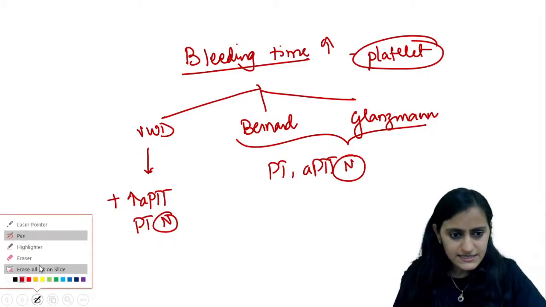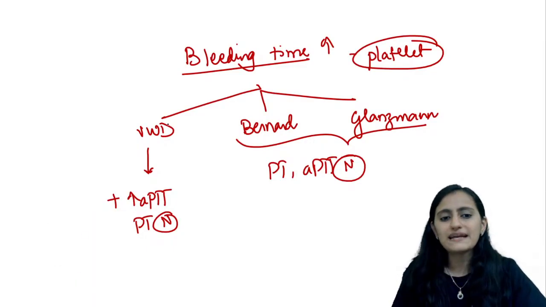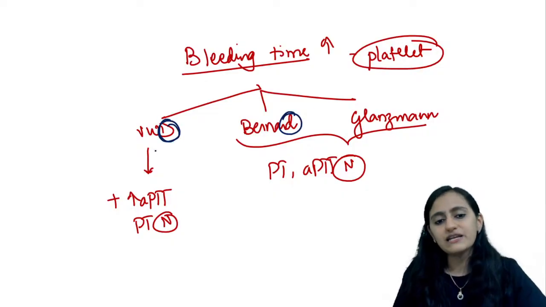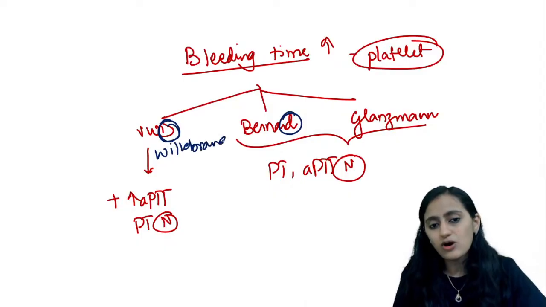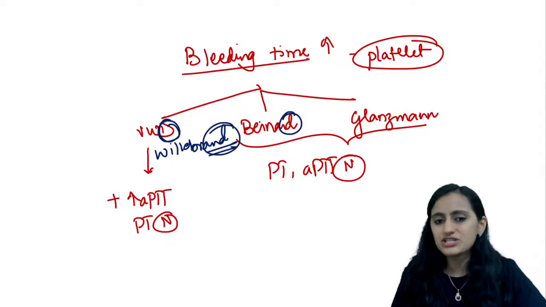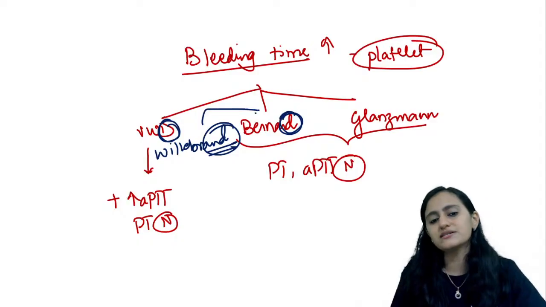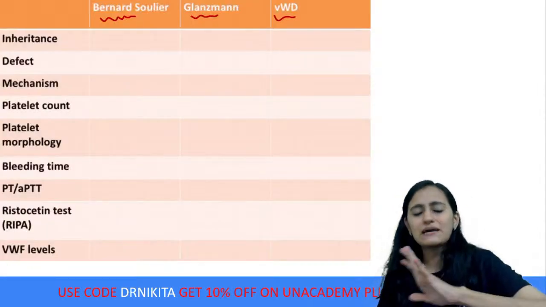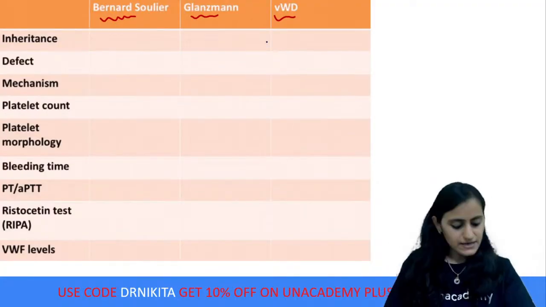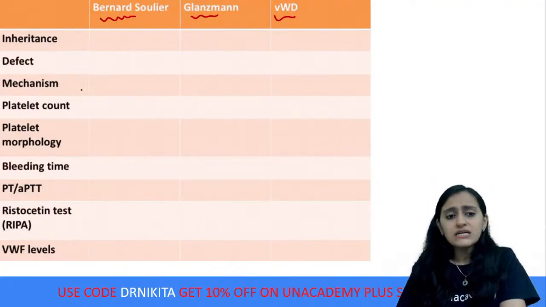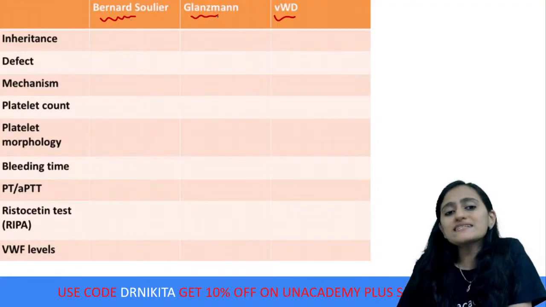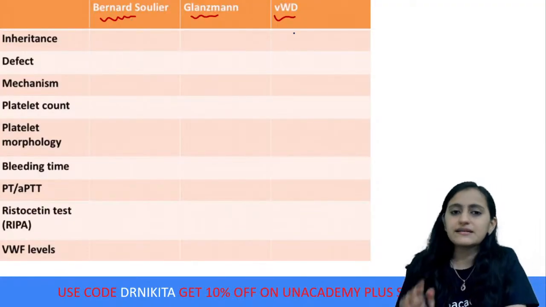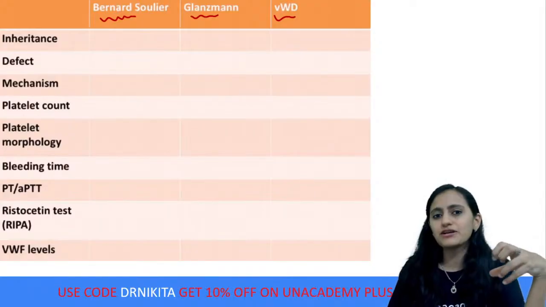Now another easy way to remember to include your von Willebrand disease. Bernard is adhesion. Von Willebrand when you write, that is also your AD. So that is also adhesion disorder. Bernard is also adhesion disorder. So both of these are adhesion disorder. Glanzmann is aggregation disorder. Now coming to your table which we mentioned. So very important, and we'll quickly summarize this. What is the inheritance pattern of each of these? Now, we have had one amazing session on inheritance patterns.